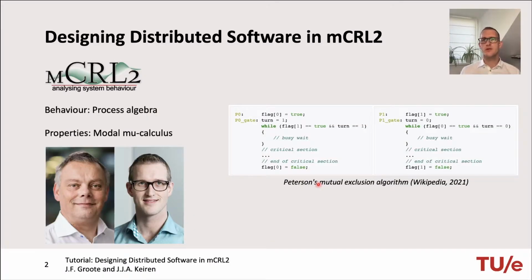In this tutorial we will introduce mCRL2, its process algebra, which is used to describe the behavior of systems, and the modal mu calculus, which can be used to describe properties of systems. And we will do so using a series of mutual exclusion algorithms that was used for a similar purpose by Edgar Dijkstra in 1962 or 1963. The tutorial is presented by Jan Friso Groote and me, Jeroen Keiren.